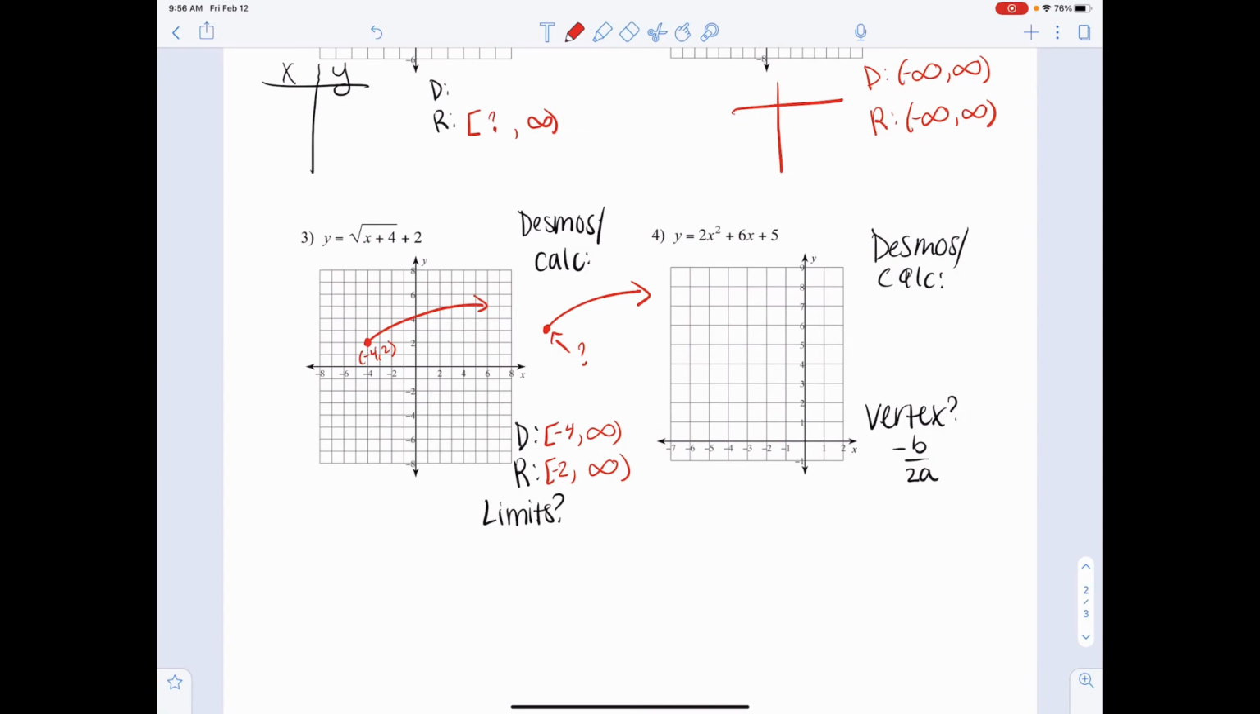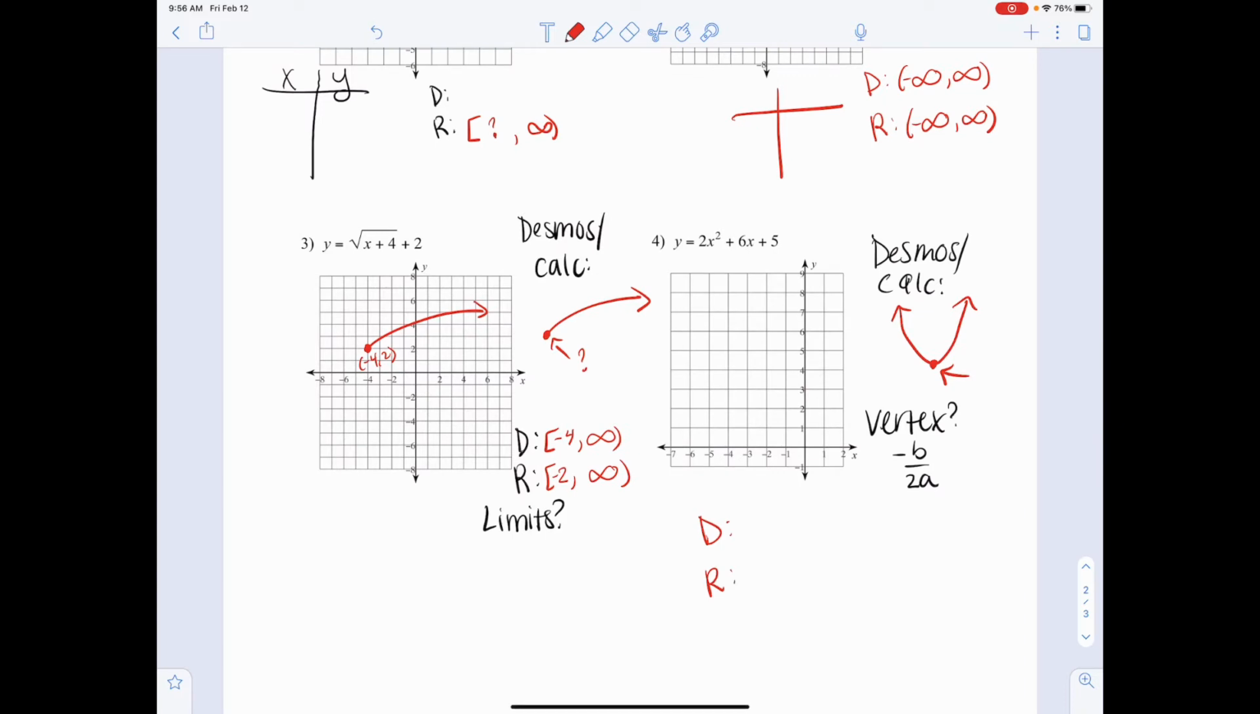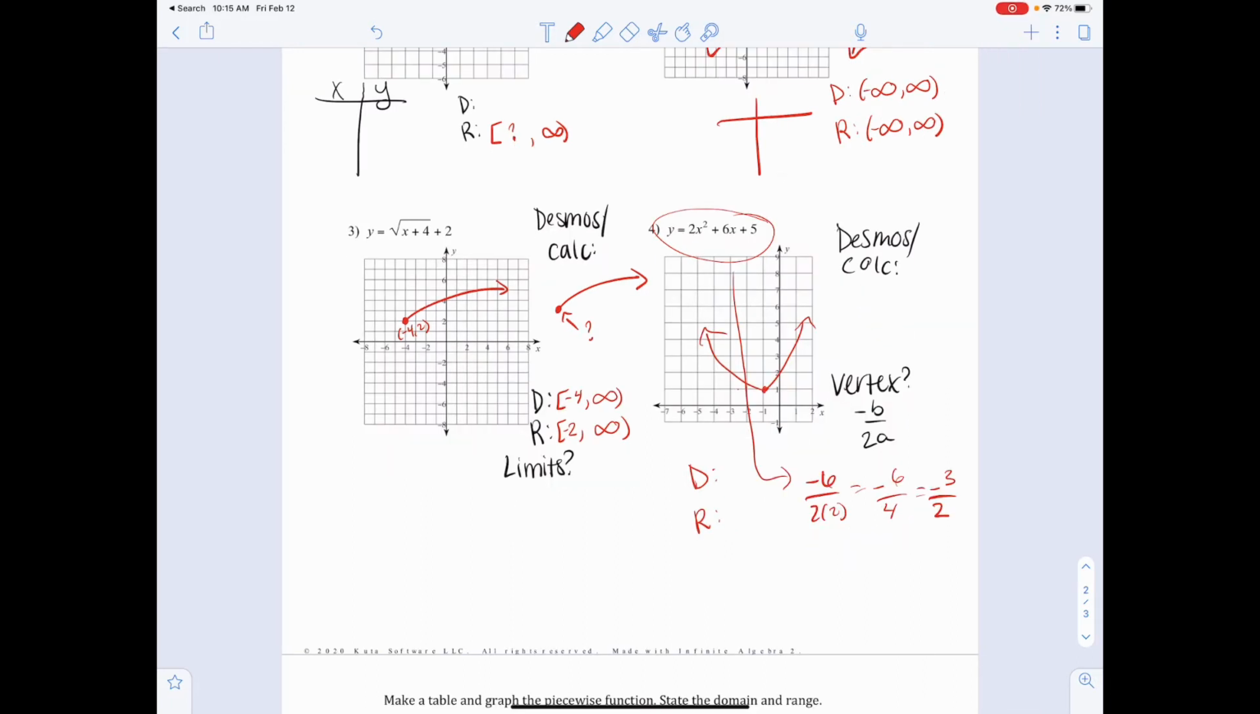Same with number 4. You guys graphed it correctly. It looked like this, but this vertex is very important to get as your last number because you need it for your domain and range to be accurate. A reminder that the vertex can be found by -b/2a. That's old information. So if I take this equation, negative b over 2a is negative 6 over 2 times 2, which is negative 3 over 4. Actually, sorry, that's negative 3 over 2 is your vertex value. That's going to be your x value. Then you need to plug that into the equation to get y. I think your y value is going to come out to be 1/2.